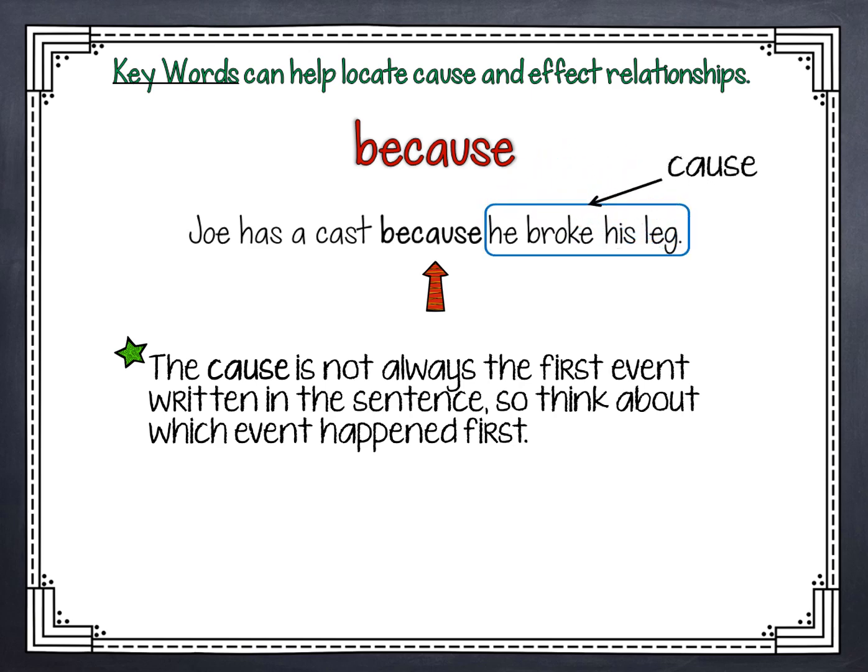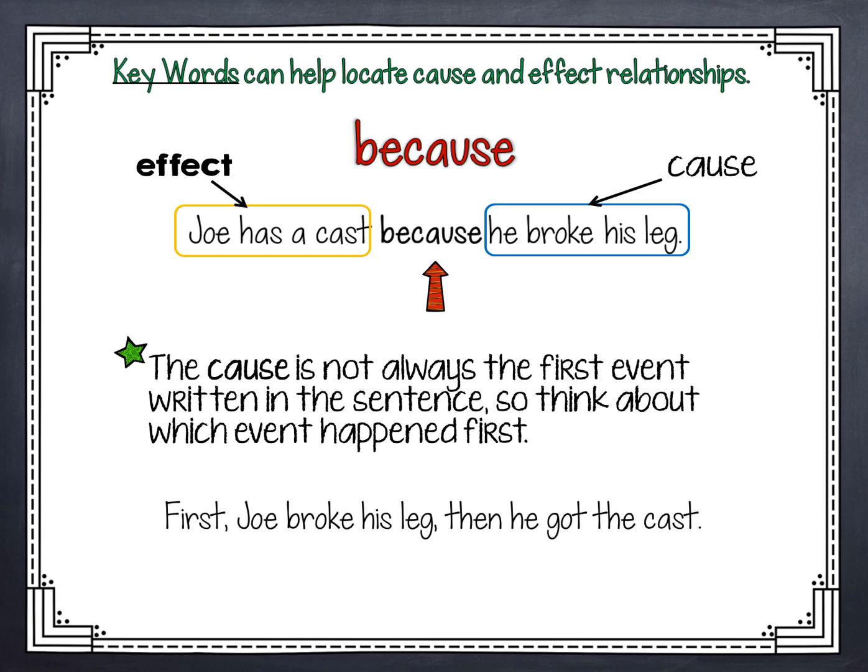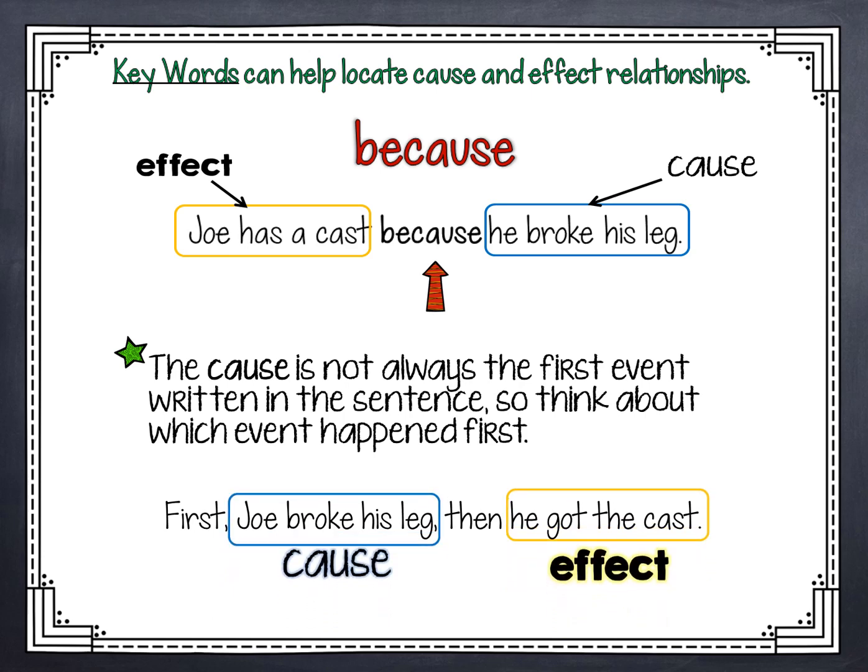Right, he broke his leg first. That's the cause. As a result, he got a cast. That's the effect. So first Joe broke his leg, then he got the cast. Cause and effect.